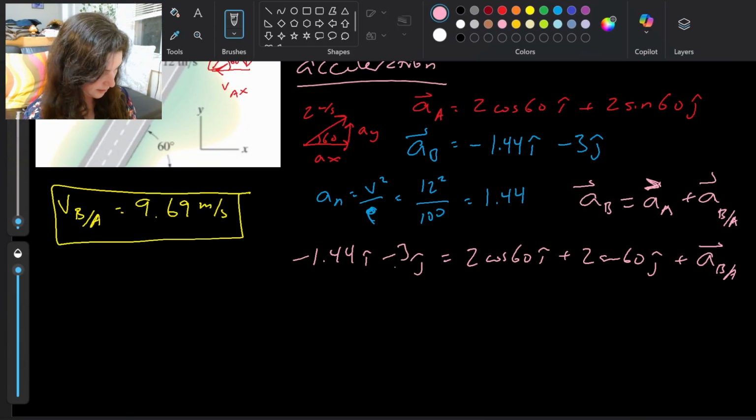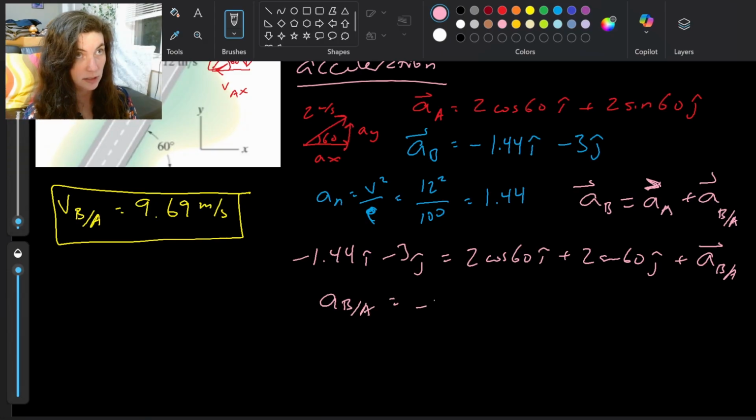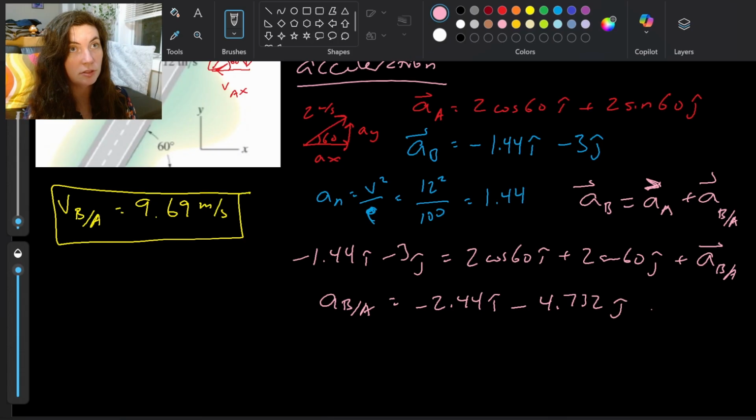So I'm going to type those into my calculator, adding the i's together, adding the j's together. Typing that in, I get acceleration of b with respect to a equals negative 2.44 I hat minus 4.732 j hat. That's my acceleration vector.